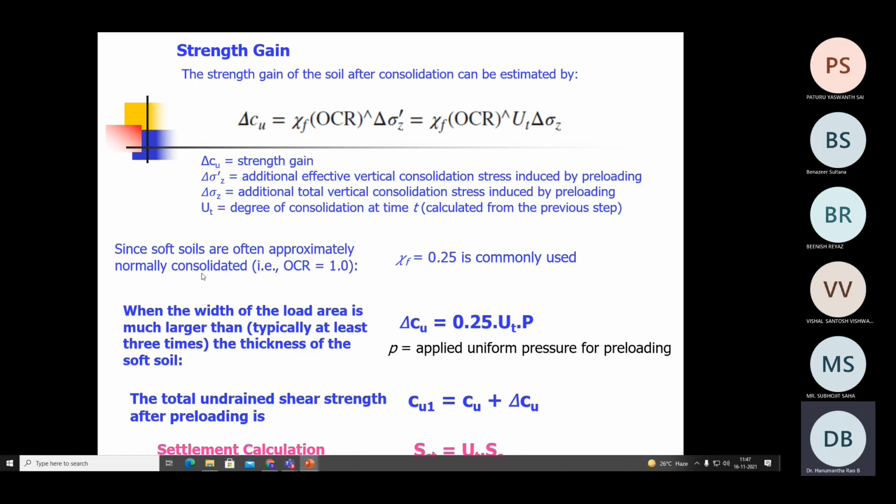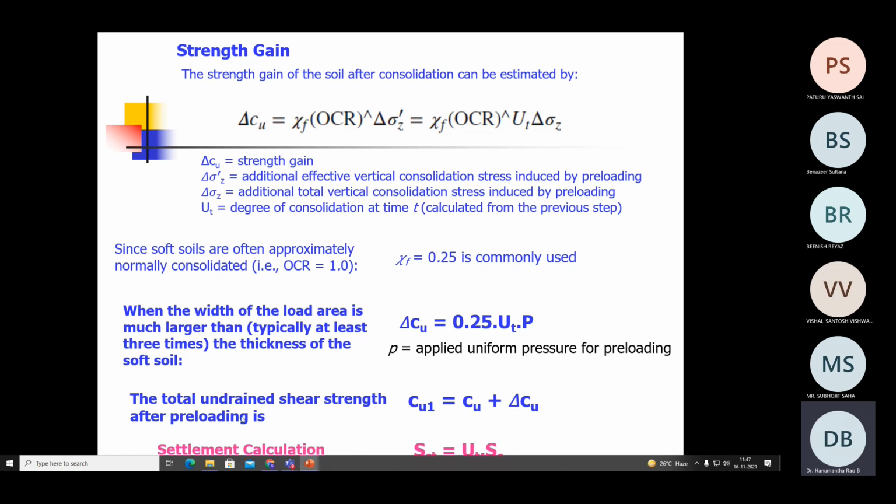Here you can see, since soft soils are often approximately normally consolidated, we can presume that the overconsolidation ratio is 1. So in that case, the chi f of 0.25 can be taken directly. If you are assuming OCR is equal to 1, then your delta Cu is nothing but 0.25 into Ut into P. The P is the applied uniform pressure. Ut is the degree of consolidation that is achieved for the applied uniform pressure.